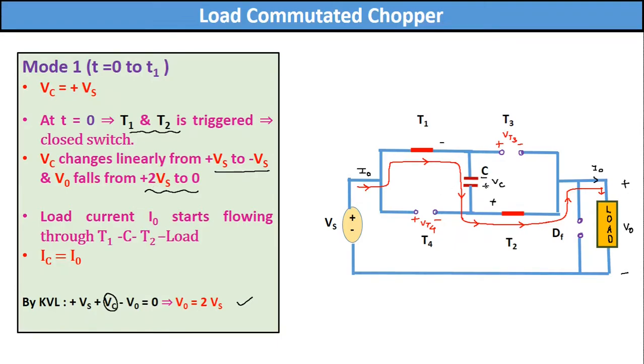So here you can see the capacitor current will be equal to the load current I0, because the capacitor current will flow like this. So the direction of the capacitor current and load current will be the same. Therefore, the load current will be equal to the capacitor current in this mode of operation.